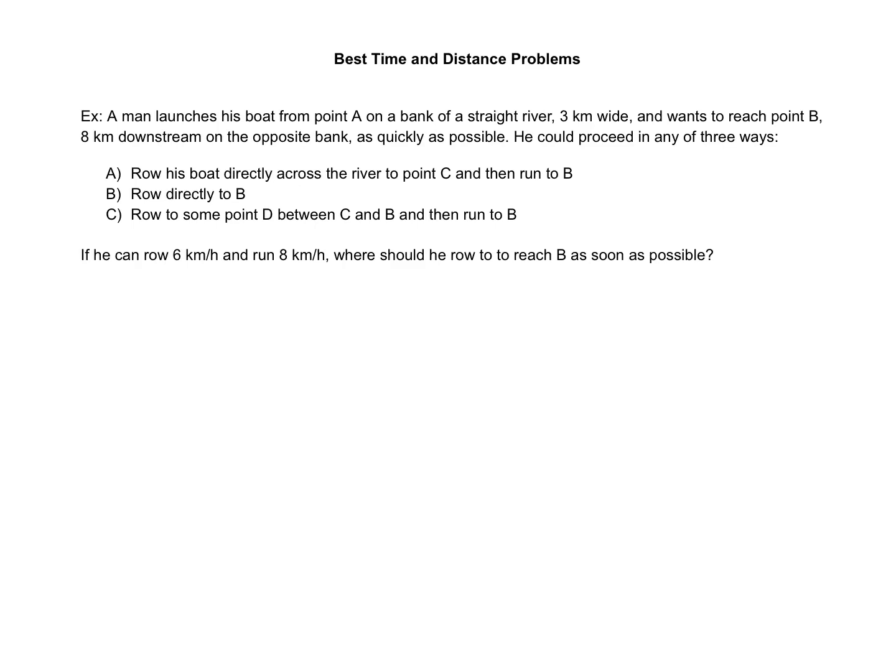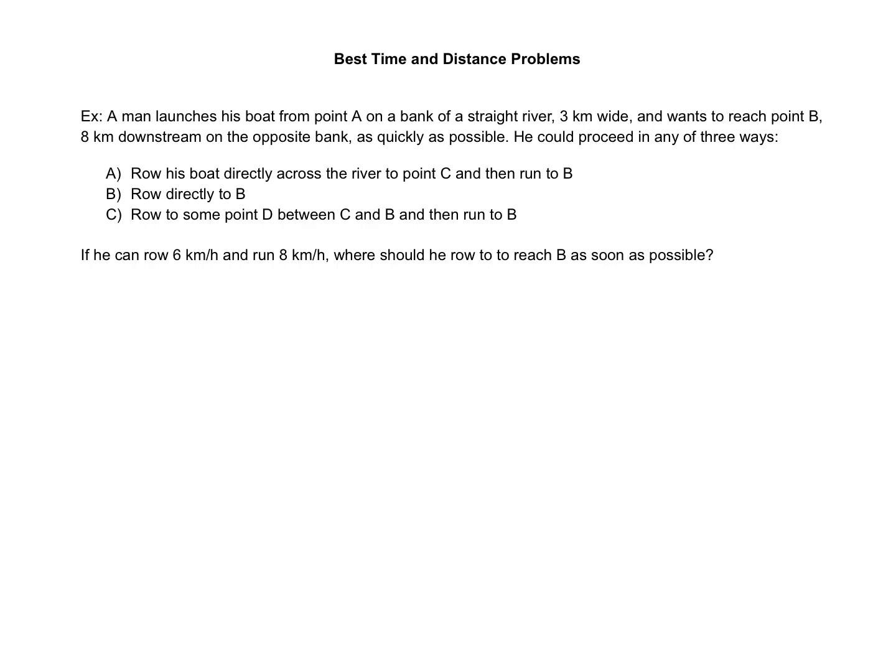In this video, we will be looking at optimization problems that focus on optimizing time and distance. So for our first example, a man launches his boat from point A on a bank of a straight river 3 kilometers wide and wants to reach point B 8 kilometers downstream on the opposite bank as quickly as possible. He could proceed in any of 3 ways.